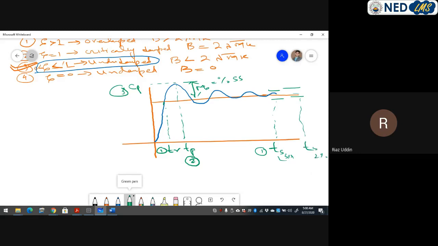So you can say your fifth specification parameter has two parts, one for 5% and second for 2%. I would like to write it as settling time for 2%. You guys can do this in this lab.